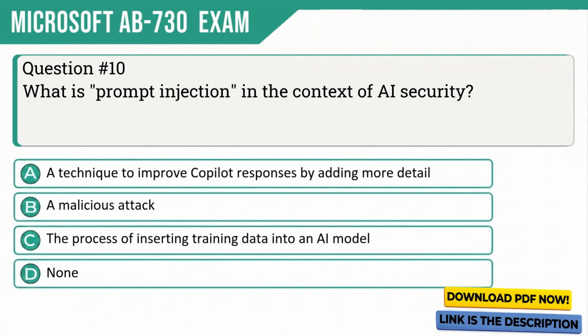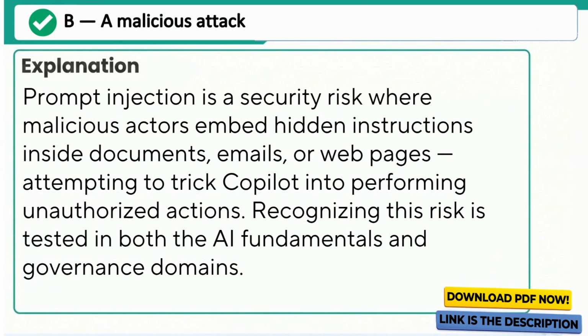What is prompt injection in the context of AI security? A. A technique to improve Copilot responses by adding more detail. B. A malicious attack. C. The process of inserting training data into an AI model. D. None. Correct answer, B.